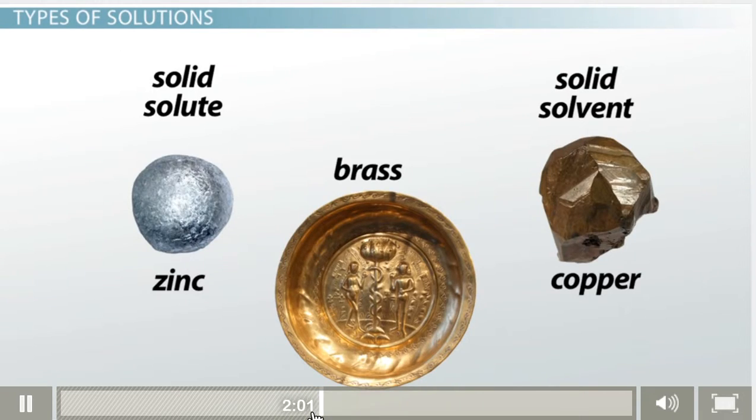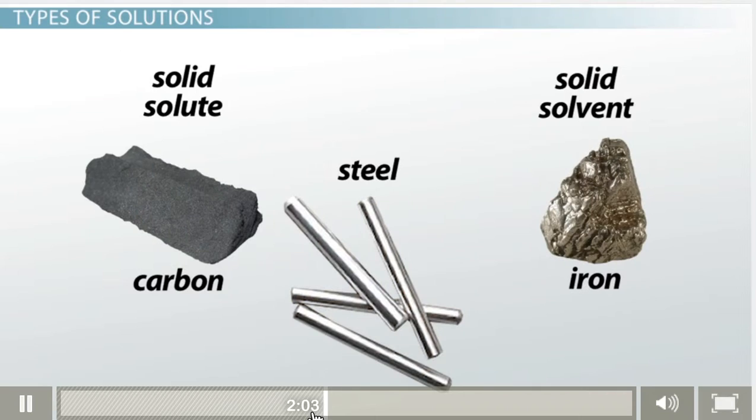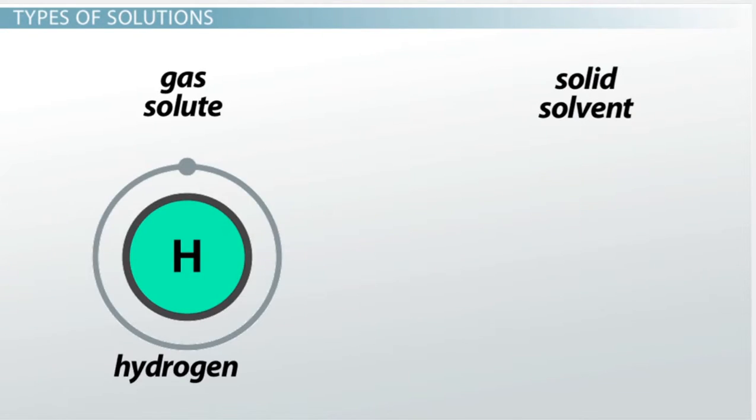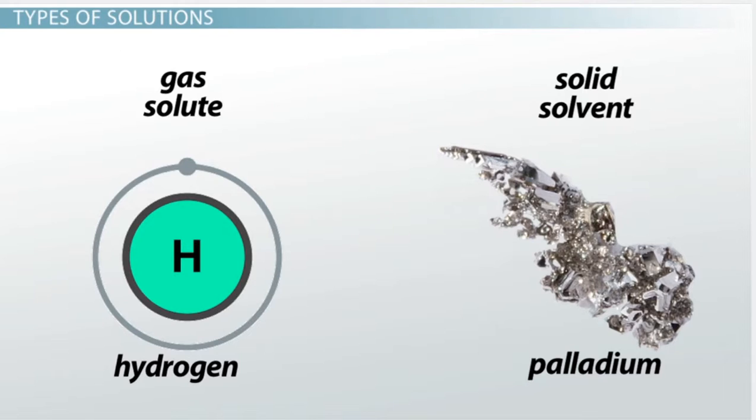Examples are brass, which is composed of zinc and copper, and steel, which is composed of carbon and iron. Gas, solid: a gas solute in a solid solvent. An example is hydrogen, the solute, dissolved in palladium, the solvent.